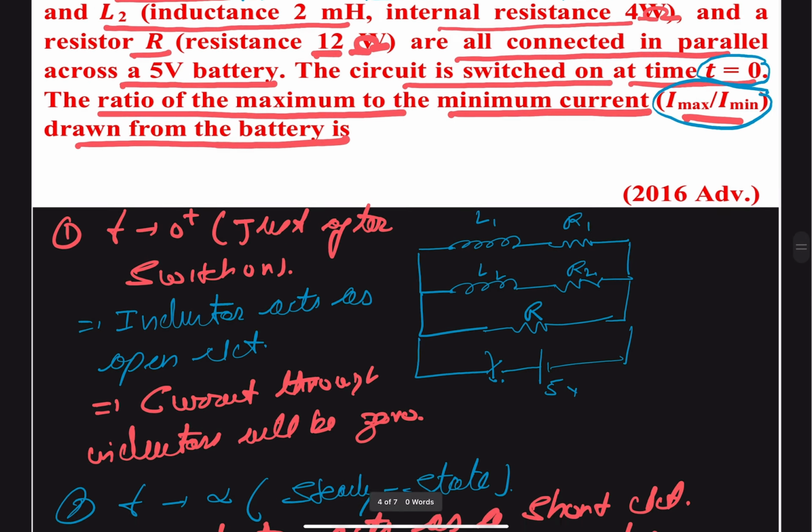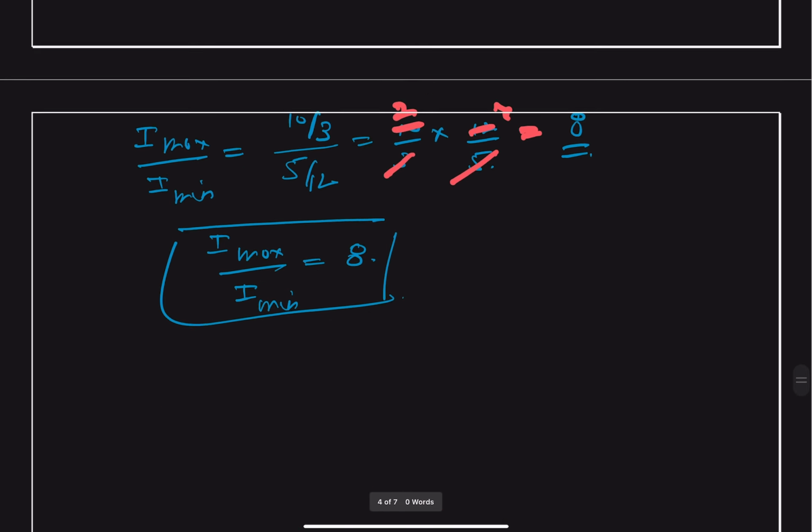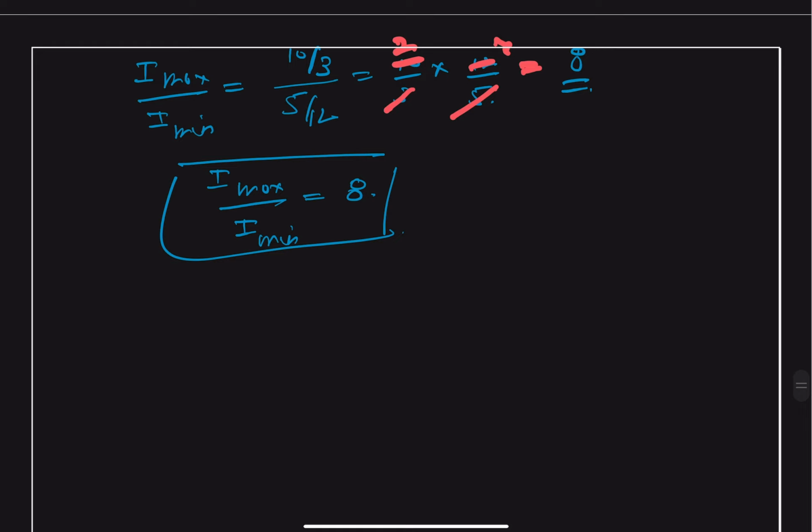Okay, this was an integer type question, so the ratio is 8. These were the two questions asked in the 2016 Advanced. So this completes the questions. Thank you.